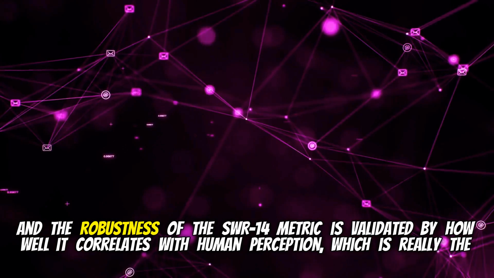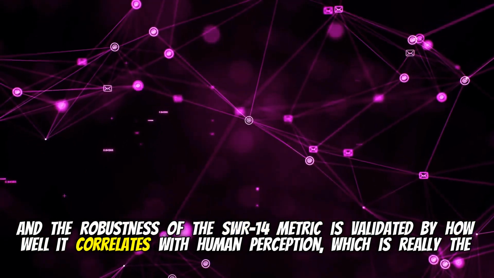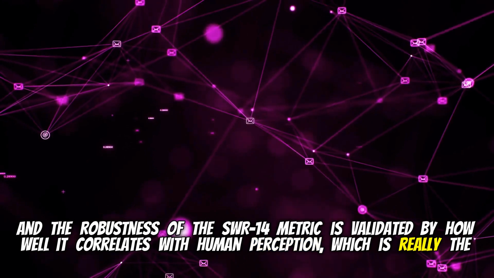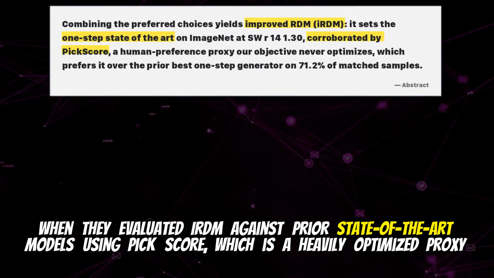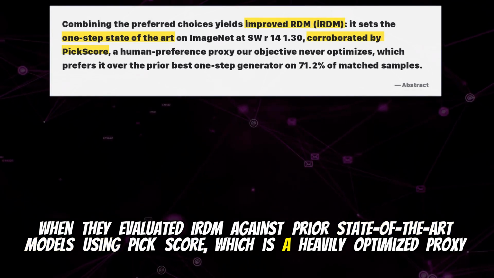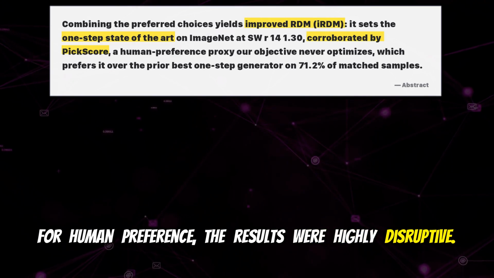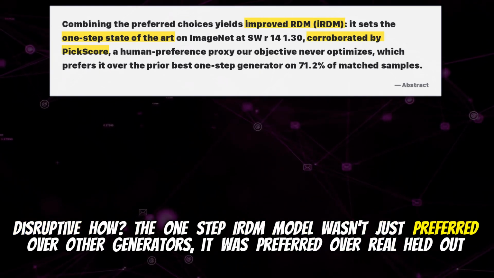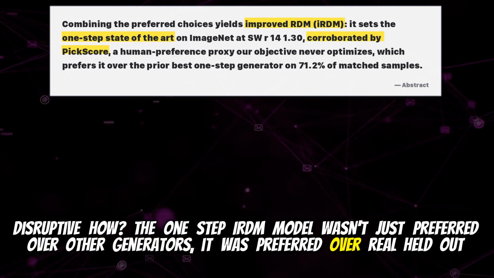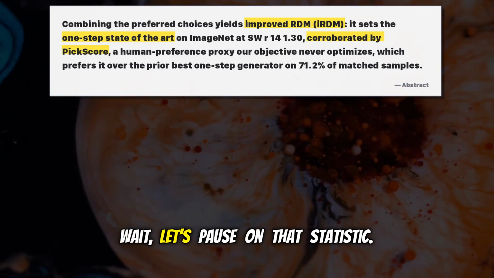And the robustness of the SWR14 metric is validated by how well it correlates with human perception, which is really the ultimate test. When they evaluated iRDM against prior state-of-the-art models using PIC-score, which is a heavily optimized proxy for human preference, the results were highly disruptive. Disruptive? How? The one-step iRDM model wasn't just preferred over other generators, it was preferred over real, held-out photographs 63.6% of the time. Wait, let's pause on that statistic.